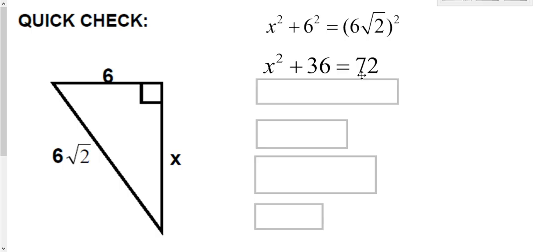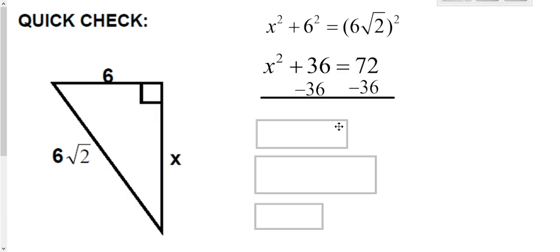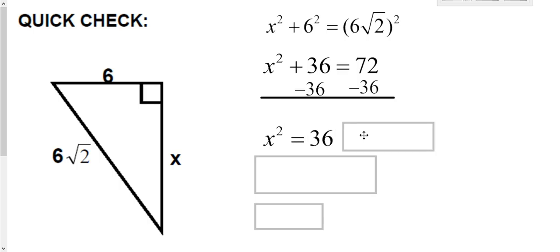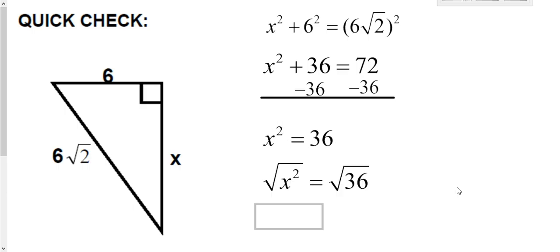Then what do we do here? Alright, so we're not solving for the hypotenuse, we're solving for one of these legs. So I can see we need to get rid of this addition with subtraction, so we'll subtract 36 from both sides. That leaves us with x squared over here, and 72 minus 36 is 36. Now we're ready, got the square all by itself, we're ready to take the square root of both sides. Here we cancel out the square, we get x equals the square root of 36, which is exactly 6. Alright, so hopefully you tried that by yourself and saw that you got that correct.